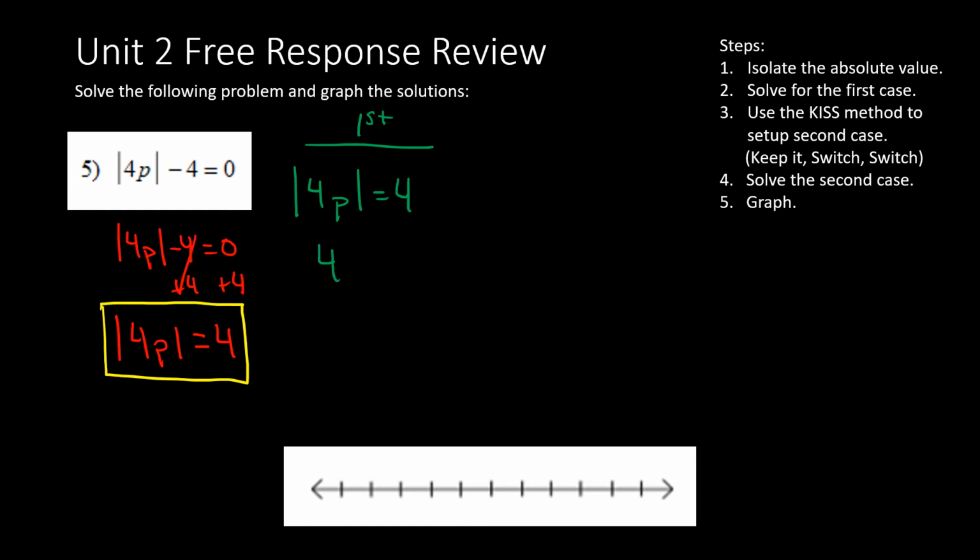Drop the absolute value, so we get 4p equals 4. Divide both sides by 4. So we get p equals 4 over 4 is 1.